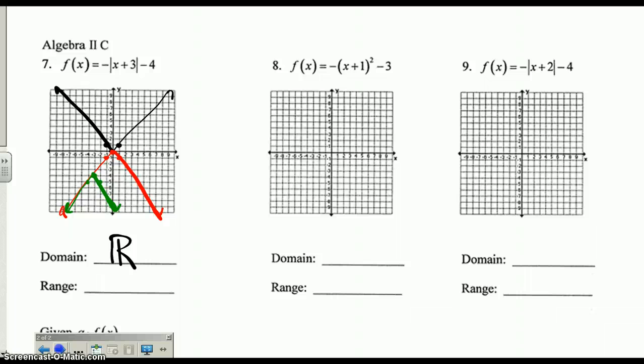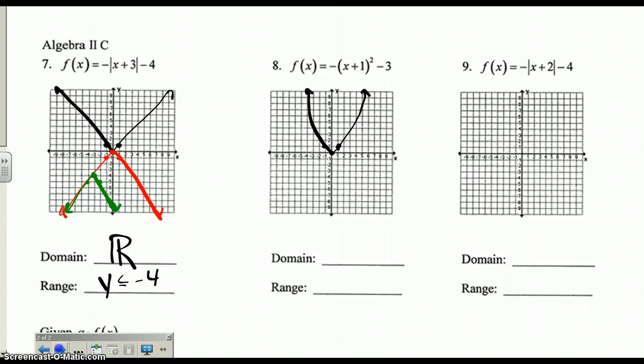And the range is based off that maximum point there. So the y value is negative 4, and it's going below that y value, so y is going to be less than or equal to negative 4. Okay, I want to try one more problem, number 8. This is a parabola here. Okay, so I'm going to graph my parent function, 0, 0, 1, 1, negative 1, positive 1. This is the U-shaped graph.